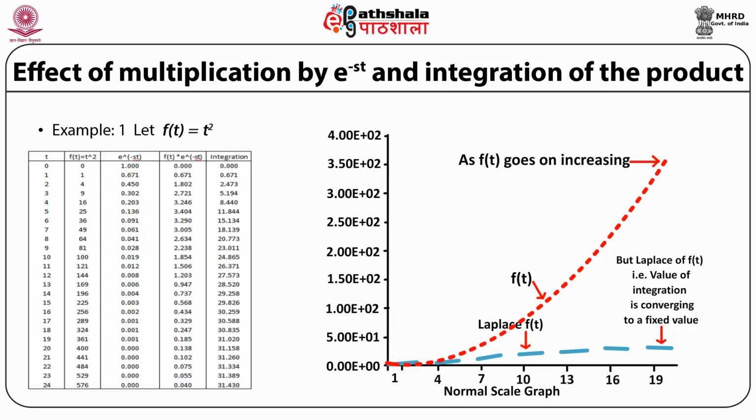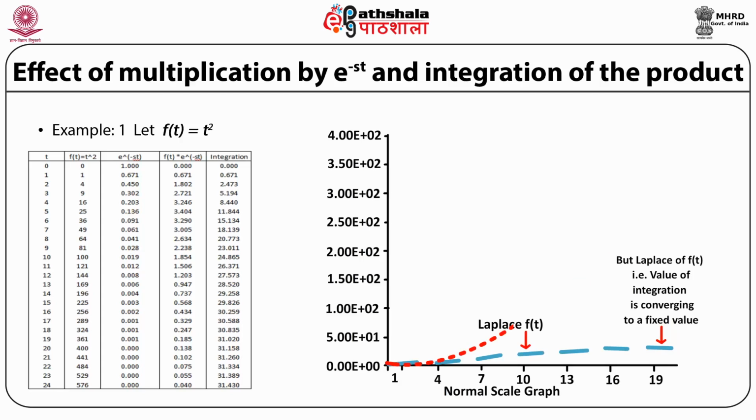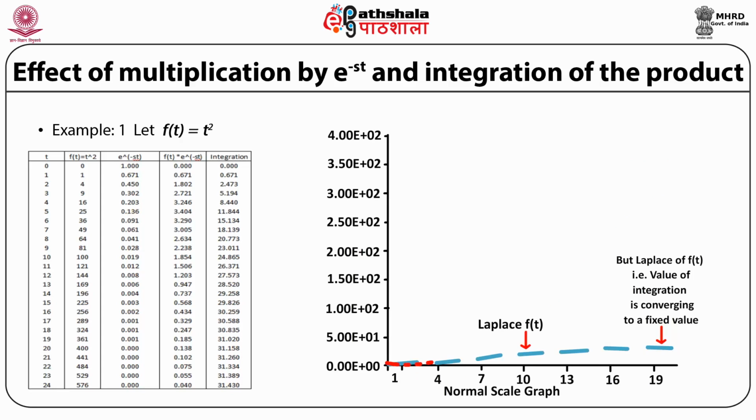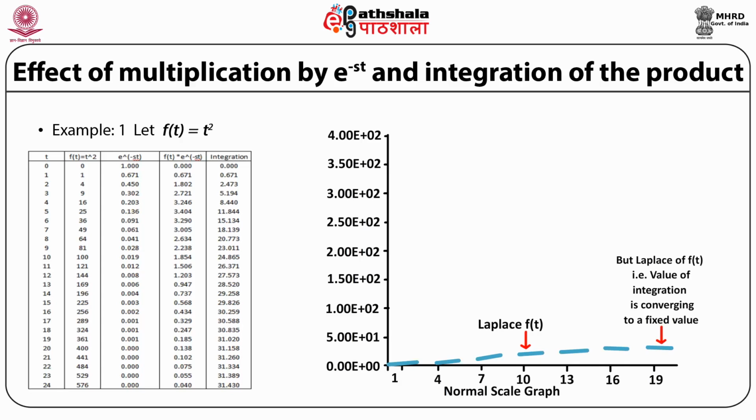Let us see the example. Let us see the graph on the right side to understand it better. We see the function f of t is increasing, which is given by the brown dots. It keeps on increasing, right? Now if you take the Laplace transform, which is the blue line, you can see it increases slightly up to maybe the value 10 or 11 or maybe 12, and then it just keeps going at a fixed value.